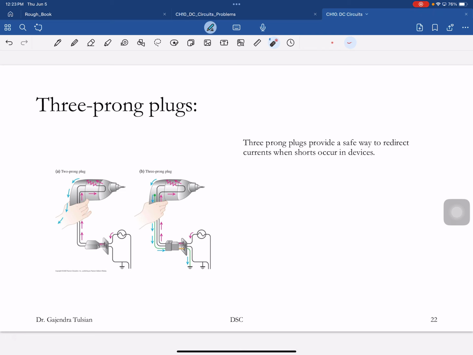Okay, so the 3-prong plugs, what they do is the following. So you see, if this went bad and the wire is touching the housing, that current would go through you, but the housing is connected to a ground wire. And so the current flows through the path of least resistance. Your resistance is higher than that. So the third prong is for the ground wire.